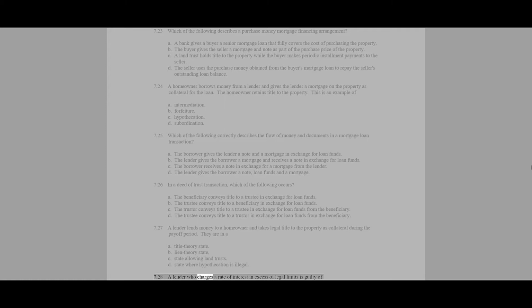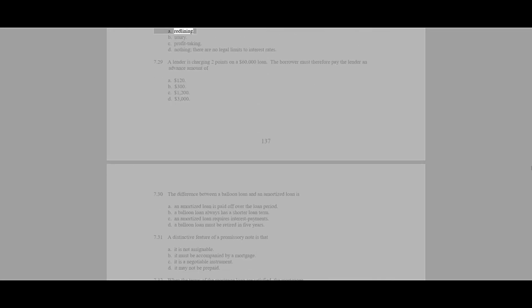7.28 A lender who charges a rate of interest in excess of legal limits is guilty of A. Redlining. B. Usury. C. Profit-taking. D. Nothing, there are no legal limits to interest rates.